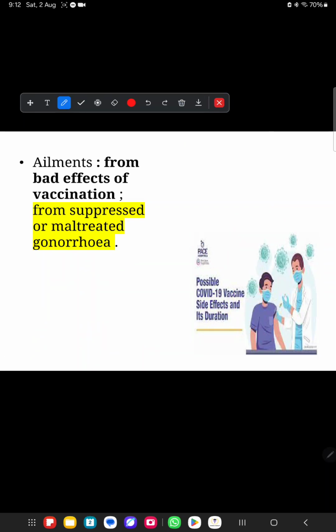Another point mentioned is the bad effect of vaccination. Suppose many people have already taken a corona vaccine and after that developed some adverse reaction. I am the example. After I took the corona vaccine, I developed swelling of the lymph node, especially my left axillary lymph node swelled up.